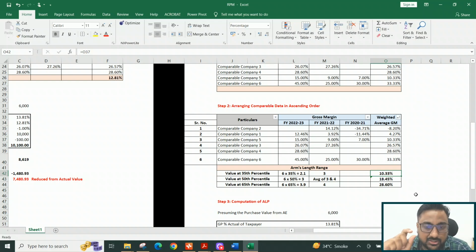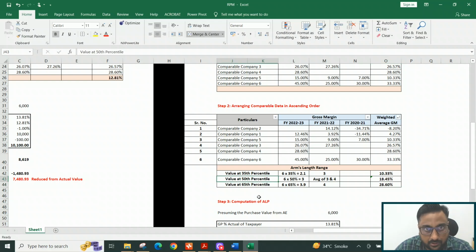My arm's length range will lie between 10.33% and the value which lies at the 65th percentile. So 6 into 65% will be 3.9. Then accordingly, the value lying at the fourth line item will be the closing or end part of the arm's length range. So my arm's length gross margin should lie between 10.33% to 28.60%. Correct.